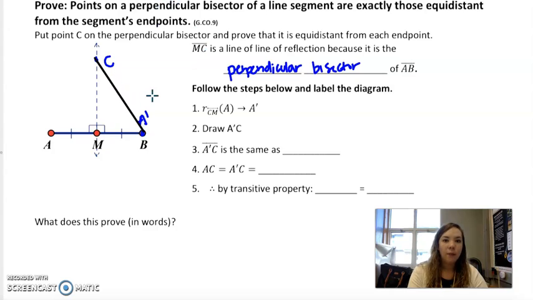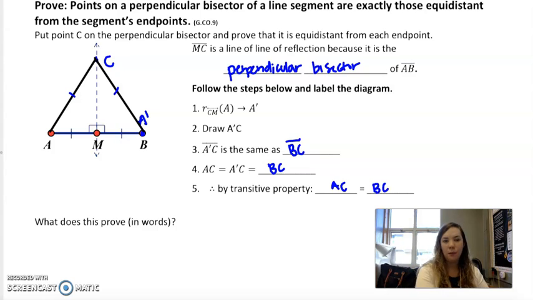So that would be here. A prime C is the same as BC since A prime and B were the same point. AC is equal to A prime C is equal to BC. Okay, they all have the same measurement. These inherently have the same measurement because we did a reflection. And then it says, therefore, remember these 3 dots means therefore, by the transitive property, we can say AC is equal to BC. So we're saying in words here, which is kind of what I said before we started.